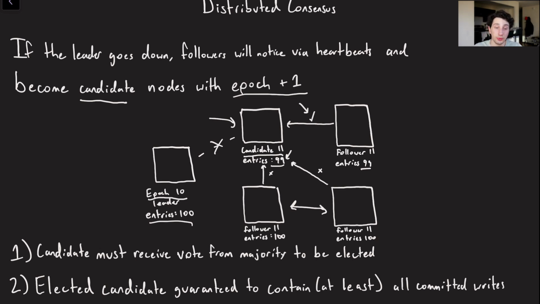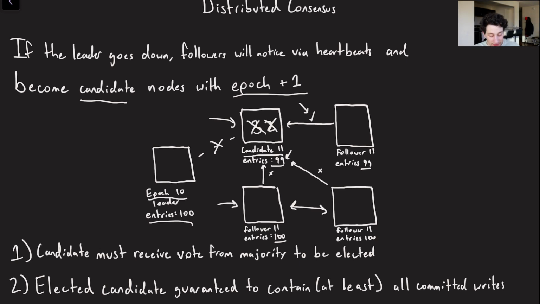Now, to become the leader, you need approval from a majority of nodes. So in this case, this guy would have needed 3 yes votes, but he only got 2. So he's not going to be a leader. One of these guys over here will have to eventually become a candidate, and because they have 100 entries in their log, they will get approval votes from all of the other followers.